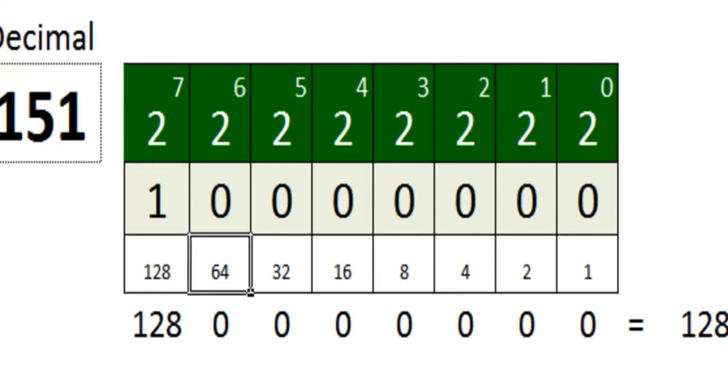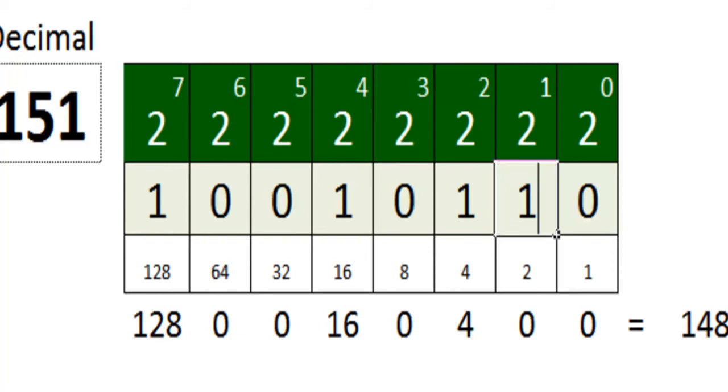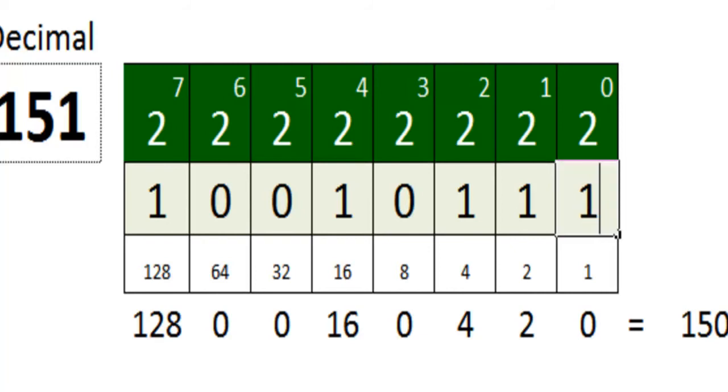So now I keep going. There's no 64 in 23. There's no 32 in 23. But 16 will divide into 23 one time, with 7 left over. Will 8 go into 7? No. So that's a 0. Will 4 go into 7? Yes, there's 1 in there. That leaves us 3. There's a 2. That leaves us 1. And there's a 1. Add them all up. 151.